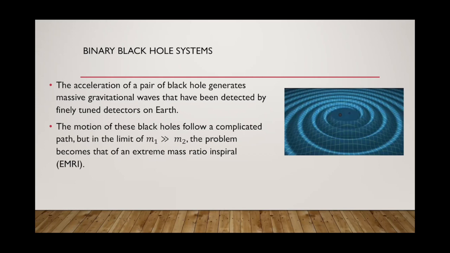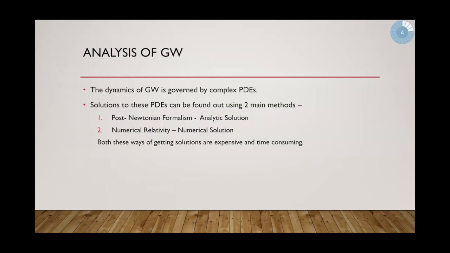But in some special cases, such as when the mass of one black hole is so much greater than the mass of the second black hole, the problem becomes one called an extreme mass ratio inspiral. We will come back to this problem because this is very useful for us. This is the problem that I've focused on in this project.